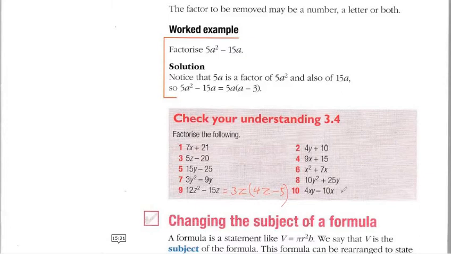4xy minus 10x, the common factor between the numbers between 4 and 10 is 2. Xy and x, it's only x. So 4xy divide 2x, 4 divide 2, 2. X divide x, it's 1, but left only y. Minus 10x divide 2x, it's 5.